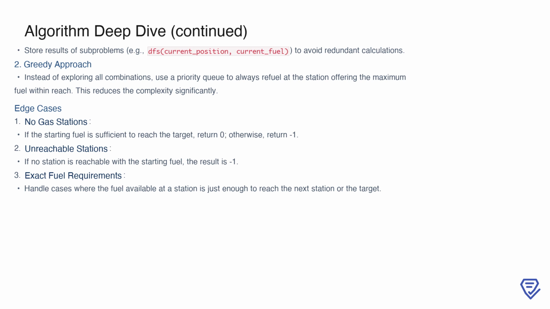Finally, we must handle scenarios where the fuel available at a station is just enough to reach the next station or the target, ensuring the algorithm correctly identifies these scenarios as valid solutions. These optimizations transform the brute force approach into a more practical solution while maintaining correctness.